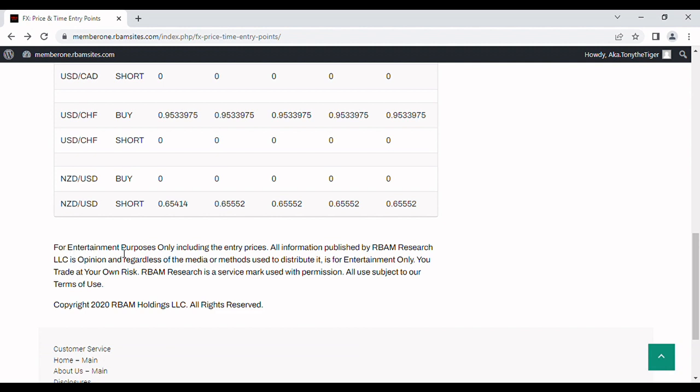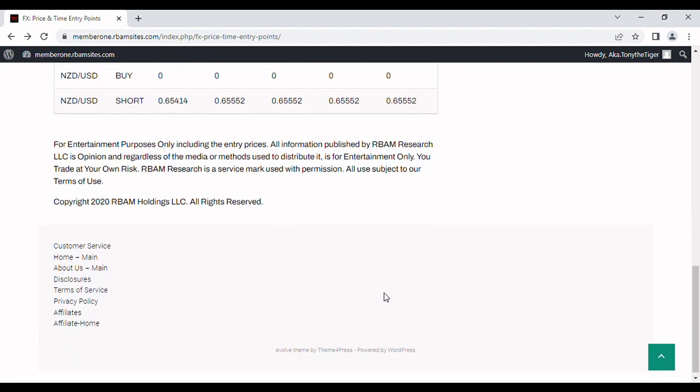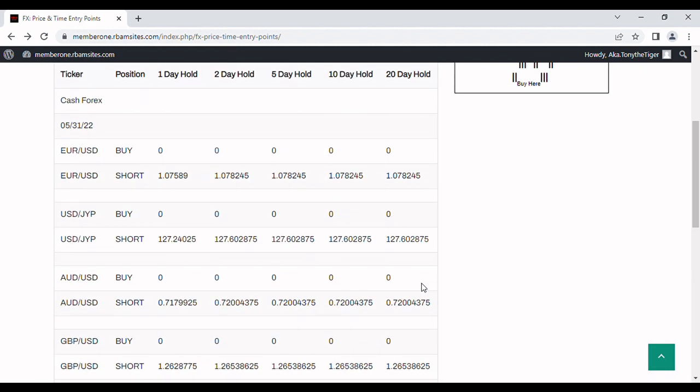This is all for your entertainment purposes only. You definitely trade at your own risk. You definitely always have to either consult your own financial advisor or use your own judgment, and you should definitely always use your own judgment.